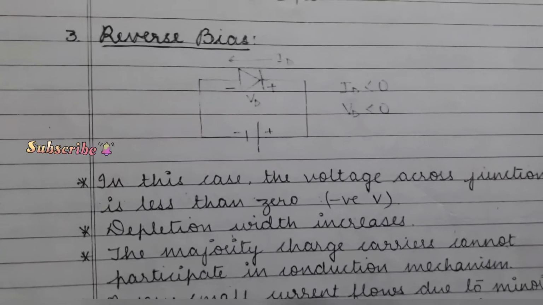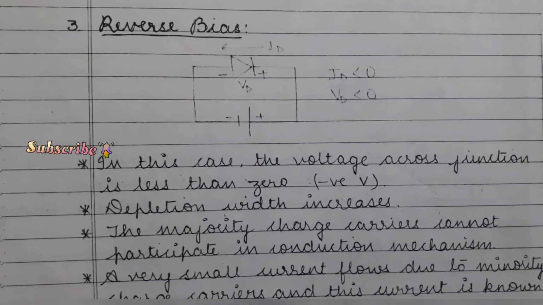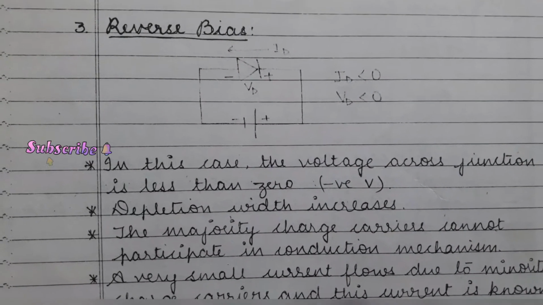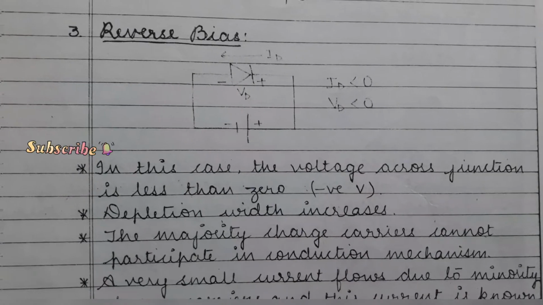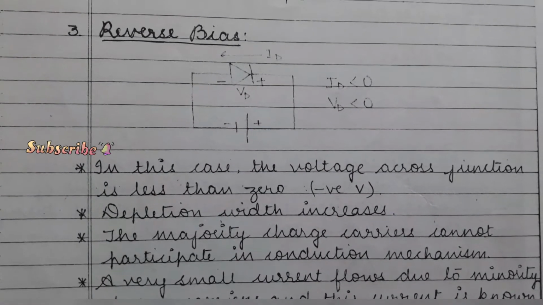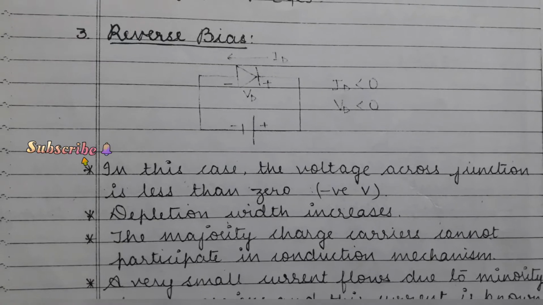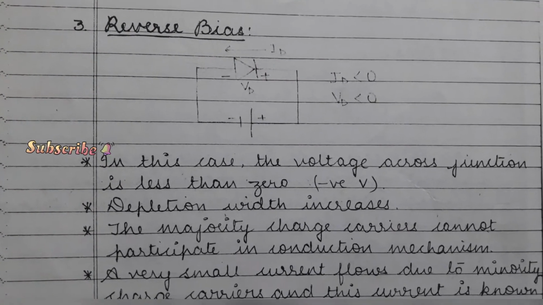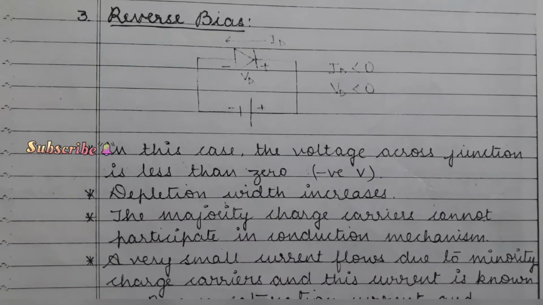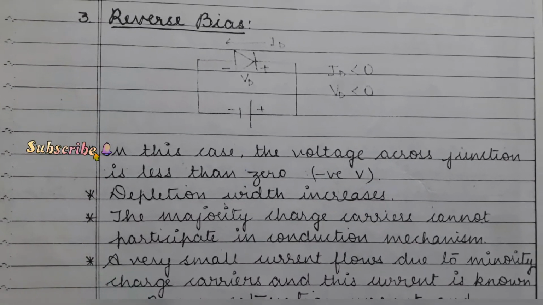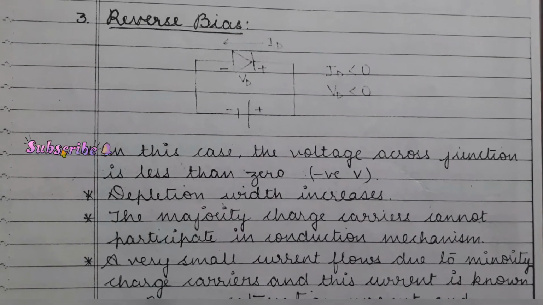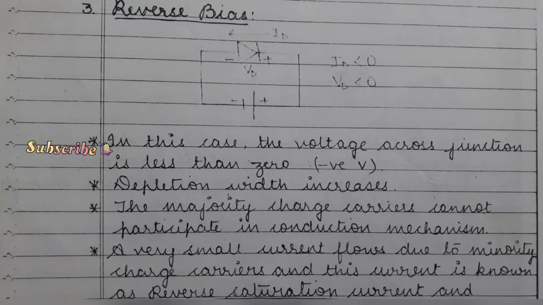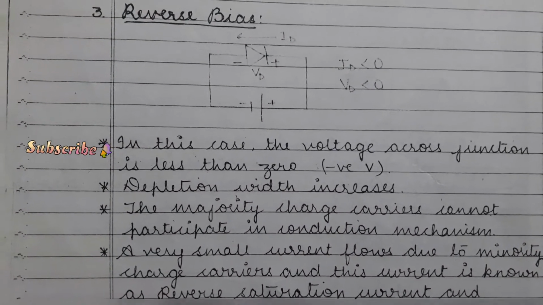And the third one is reverse bias. This is the circuit diagram of reverse biasing. In reverse bias, we connect the positive terminal of the battery to the n side and the negative terminal to the p side. In this case the voltage across the junction is less than zero. The depletion width increases, and the majority charge carriers cannot participate in conduction.